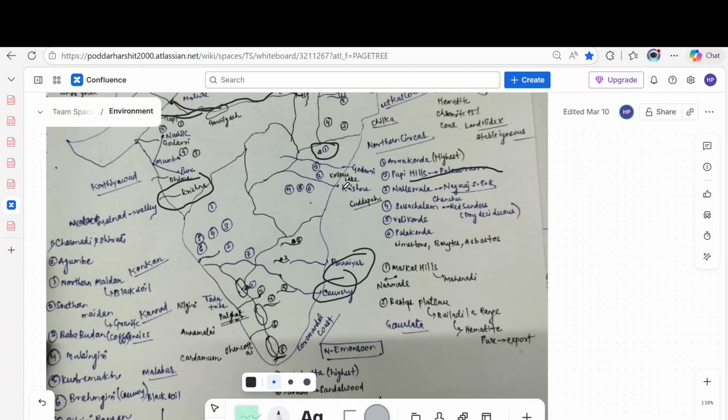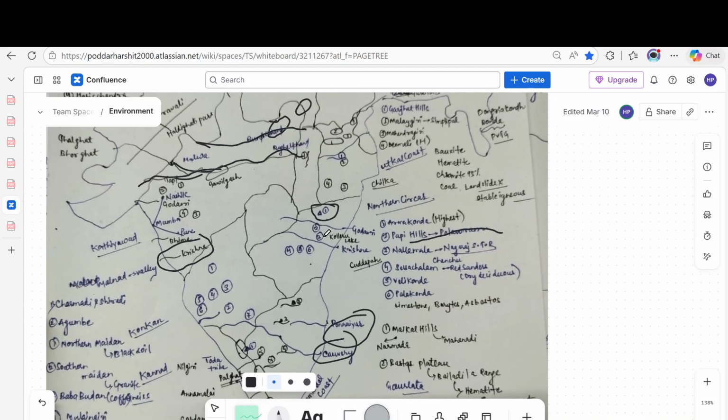So we have Sisachalam, Velikonda, and Paikonda. Like Velikonda, Paikonda, Sisachalam. This is the northern Circar region. मोटा मोटी इतना याद रहे.